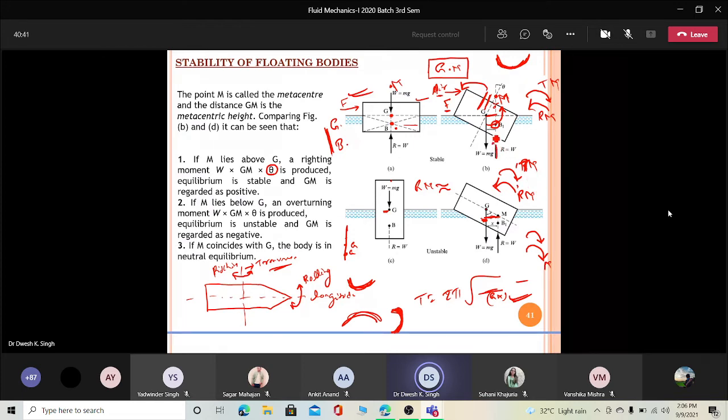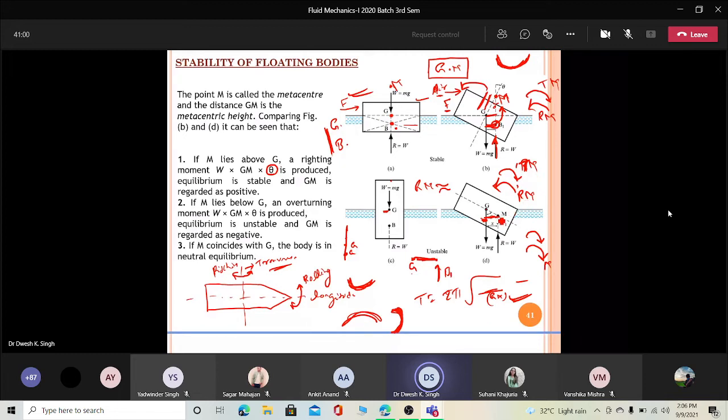But again, what happens? These two generate a couple again. In this case also, the couple is generated. This is your new position. This is your G. So again, there is a couple. So the couple effect is generated in this case, or in the submerged and floating both the cases.